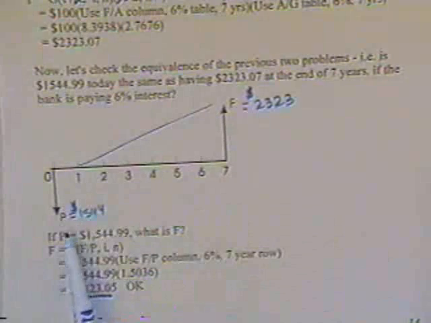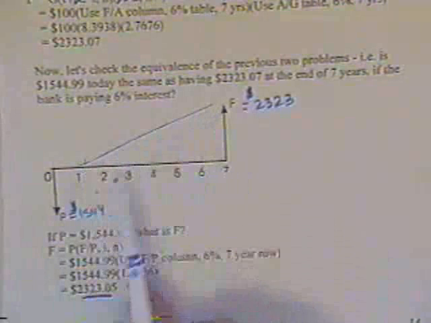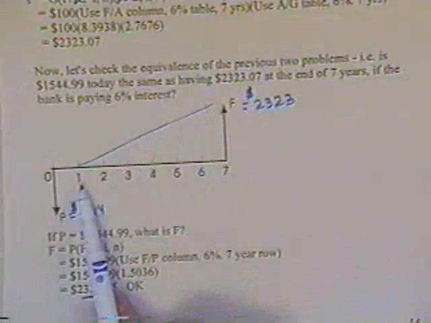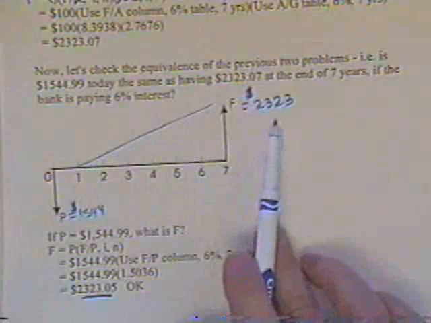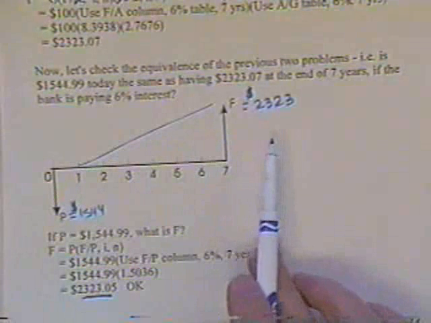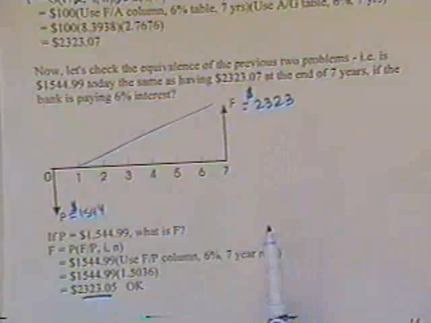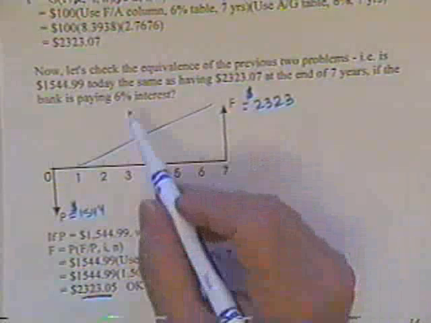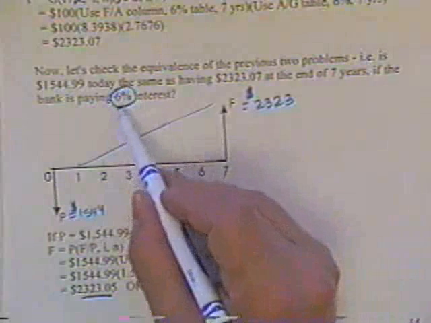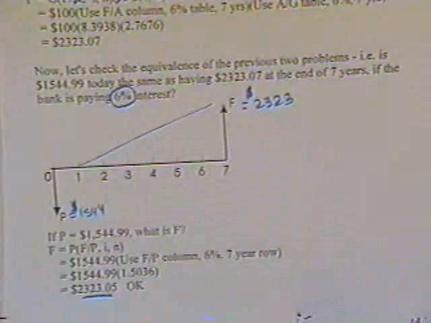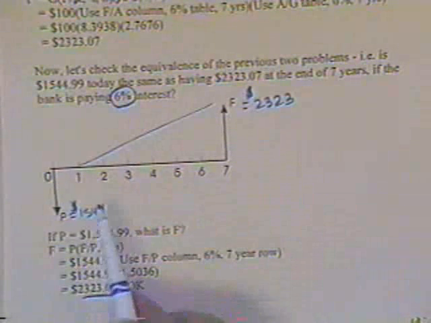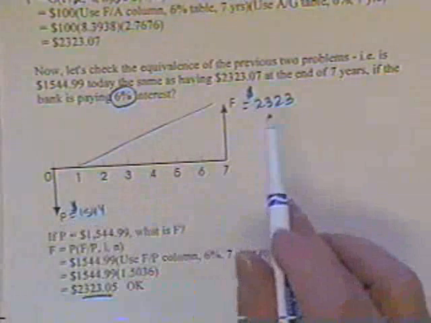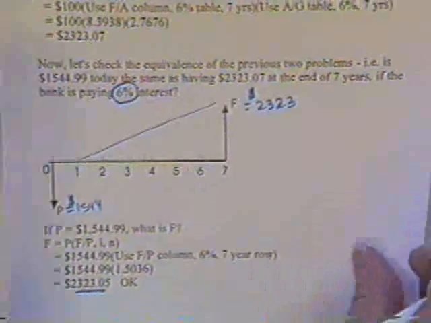Give me $1,500 now. Give me a $100 gradient in the agreed upon fashion, or give me $2,323 at the end of 7 years, and I don't care which one you give me. They're all the same, assuming that I'm willing to loan money at 6%. Obviously, if I'm desperate to buy a $1,500 computer today, then I'd much rather have the $1,500 today than the $2,323 later.